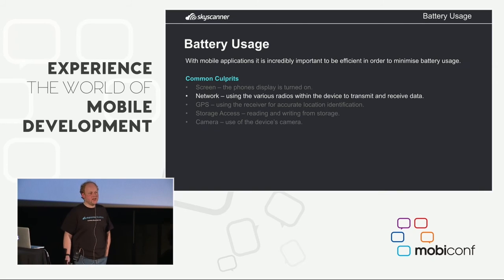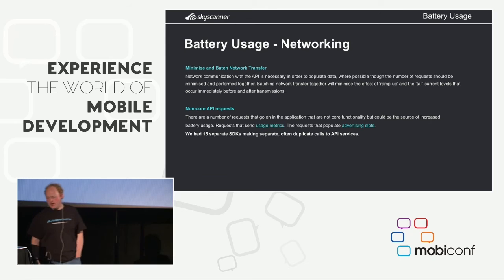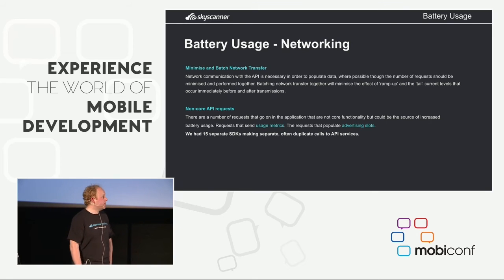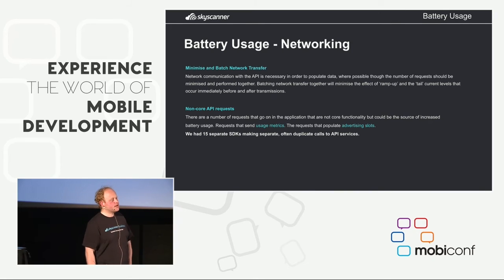You could be on 3G, 2G, or Wi-Fi to receive data about flight prices, which is what we do. There are different things you can do to control that. You can minimize and batch network transfers. A lot of good SDKs, Google Analytics for example, don't constantly make connections to the network. They hold things for maybe a minute or 30 seconds and pulse out any data to the back end, so it's not being done too often. And that actually saves battery time as well as bandwidth.